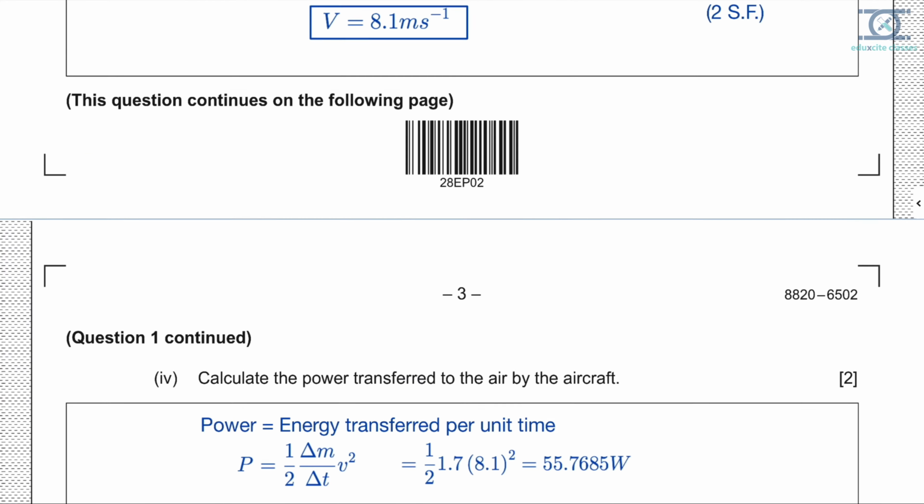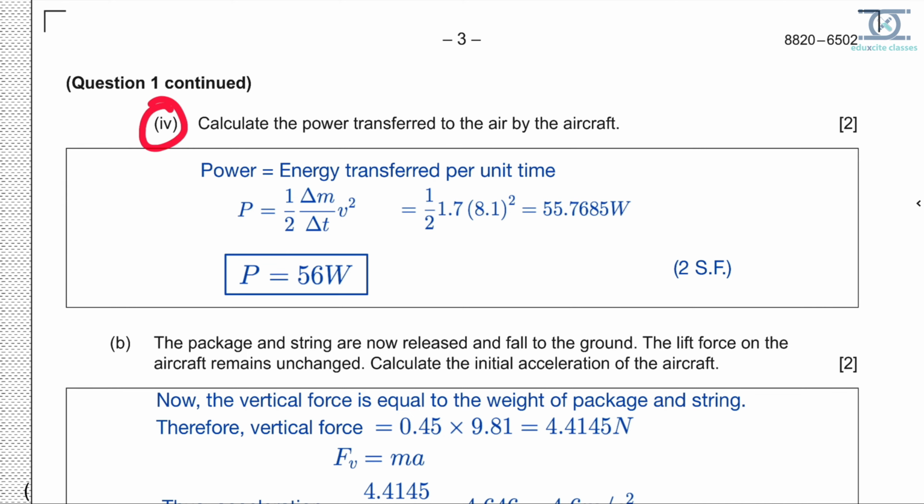Now this fourth part is only for HL students. Calculate the power transferred to the air by the aircraft. We know that power is the energy transferred per unit time. Because the air has some velocity, we consider the kinetic energy. So kinetic energy per unit time is half m v squared upon delta t. Delta m over delta t we know is 1.7. V we have already calculated in the above part, which is 8.1.